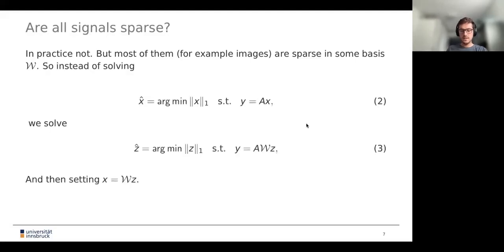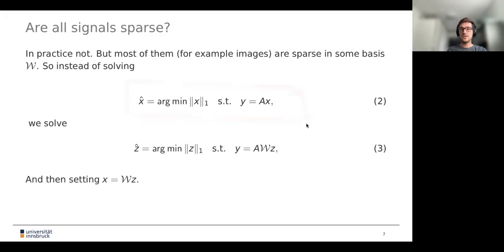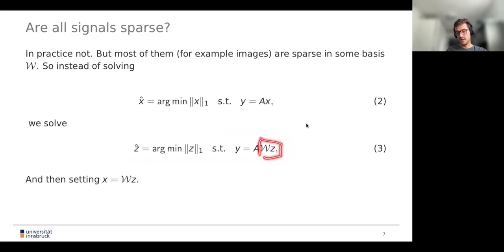So instead of solving our original minimization problem, if x is not directly sparse but sparse in some different basis, we can transform our problem by introducing this new variable z, where z is such that x is W times z. So we can just take our image, transform it into a wavelet basis, and we just get a new measurement matrix AW.